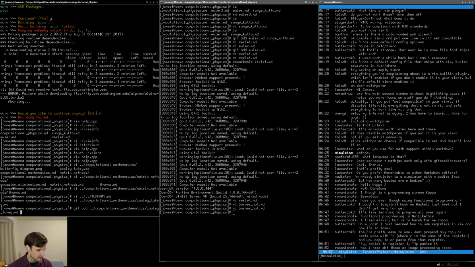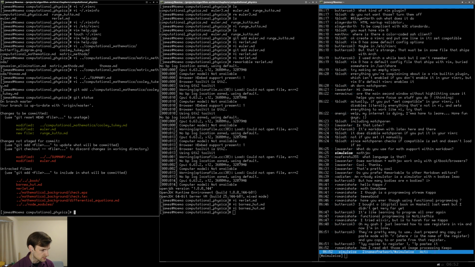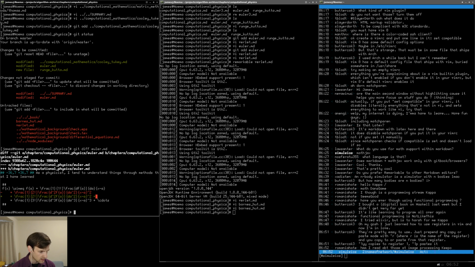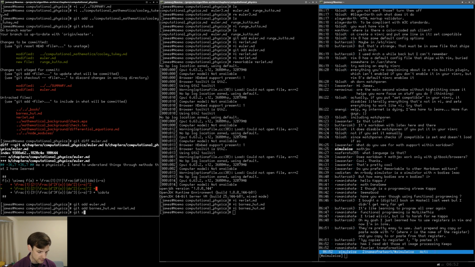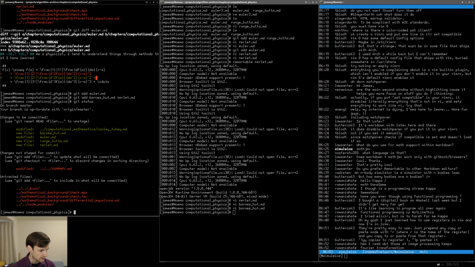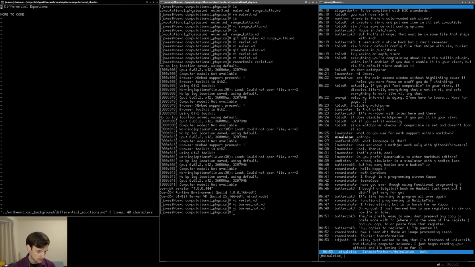So let's do git add. Where's the last git add? Here it is. Yep, okay. Let's do a quick git status. Yes, modified. Git diff Euler.md. Yeah, so let's do git add Euler.md. Let's also do git add Barnes Hut and Verlet. Git status. And I think, oh, git add summary, and that should be okay. Wait a minute, what's back there? VI mathematical background, and let's do differential equations.md. Oh, I don't have anything in there.